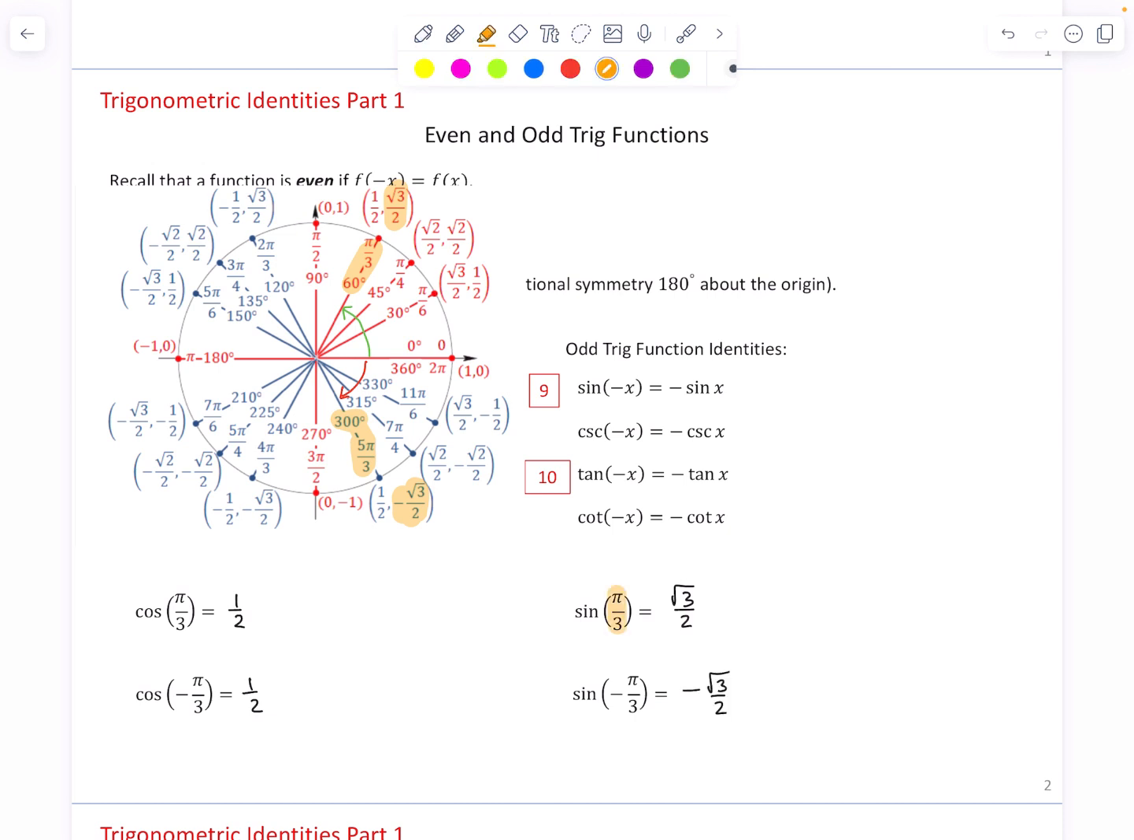So input one angle and get an output, input the opposite signed angle, and you should expect the opposite signed output. Or we can say more formally that the sine of a negative angle will always be equal to the negative of the sine of its positive version, which also confirms that we get negative radical 3 over 2.